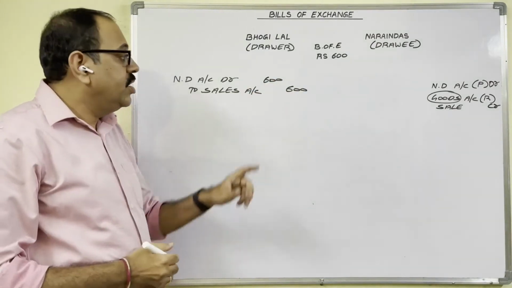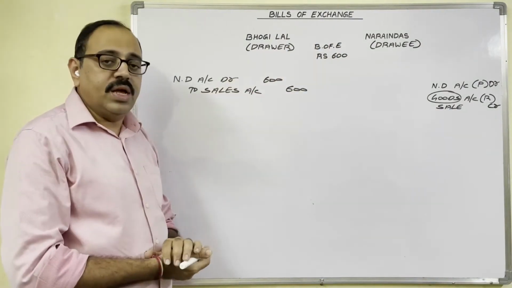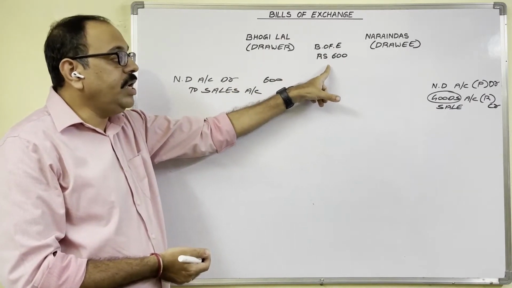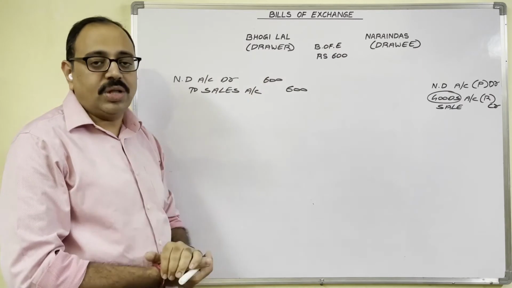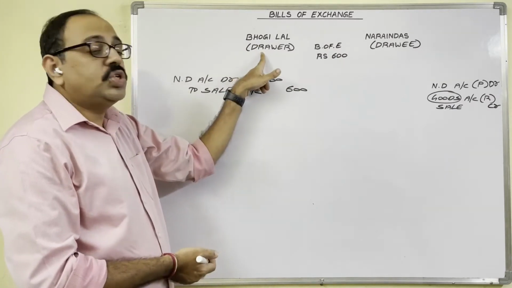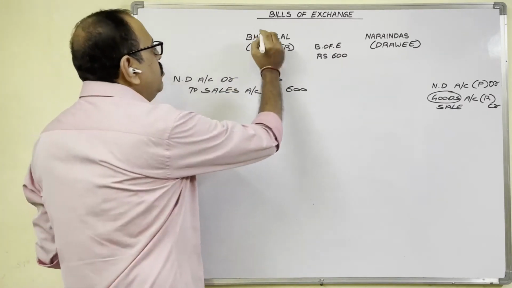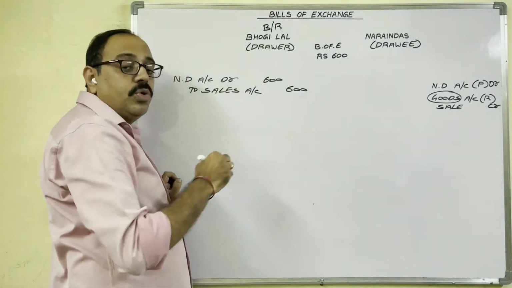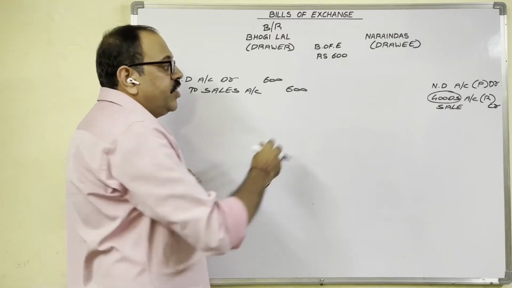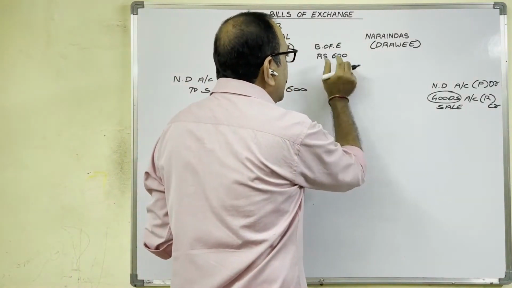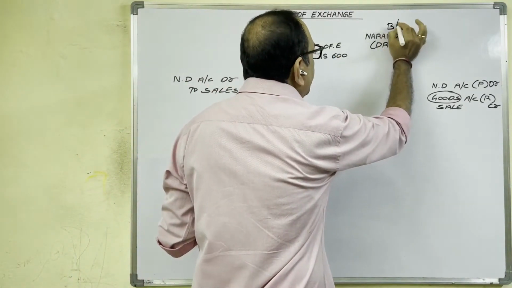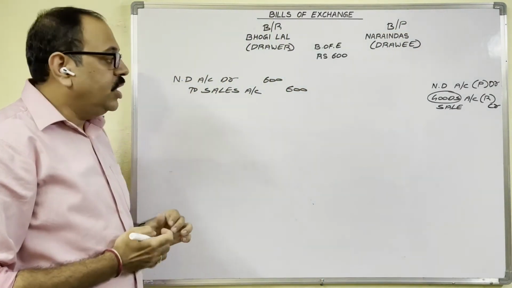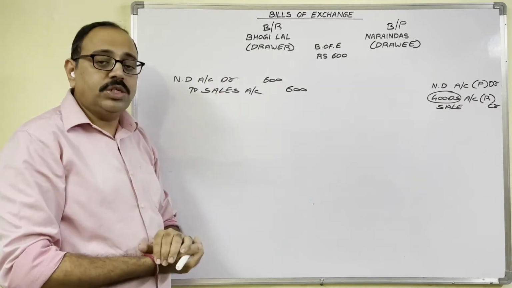Next, what happened? We need a written proof on Narayan Das. So we prepared a bill of exchange for 600 rupees and we received acceptance on that bill. To the drawer, this bill becomes bills receivable, because in future money is going to come on this bill. From the drawee's point of view, the same bill is known as bills payable, a liability, because he has to pay the money in future. Now we are writing entries in Bhogi Lal's books.